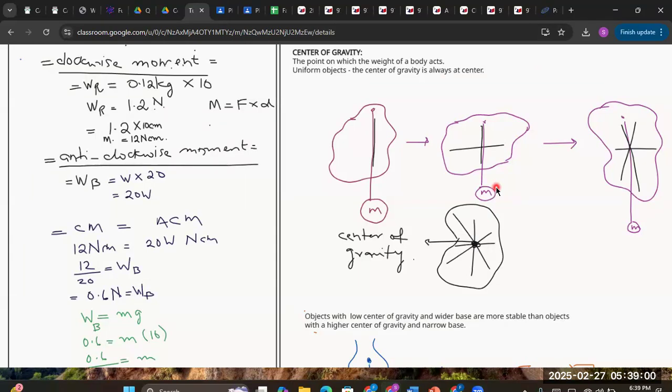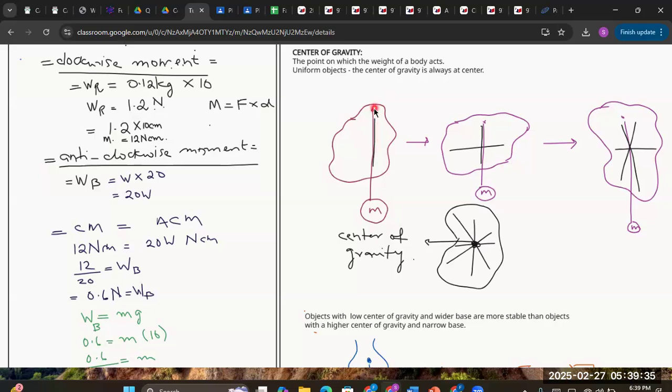So what is going to happen is that for uniform objects, the center of gravity is always in the middle, right? So for the meter ruler, I said it will be right in the center. So 50 centimeter. So any uniform object, the center of gravity will be right in the center. But what do you do if you have a non-uniform object, like an object that is not uniform? For example, we have a really weird shape over here. So how can we figure out the center of gravity of this shape?